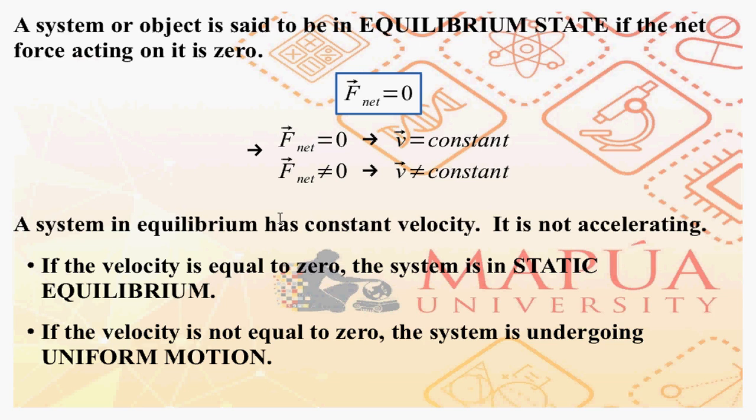For constant velocity, the velocity may be constant at 0 or it may be constant at a non-zero value. If the velocity is equal to 0, the system is said to be in static equilibrium, static case in other words. And if the velocity is not equal to 0, it is constant at a non-zero value, the system is undergoing uniform motion. So in addition to force analysis, you can also perform uniform motion analysis on the system if the constant velocity is not equal to 0.